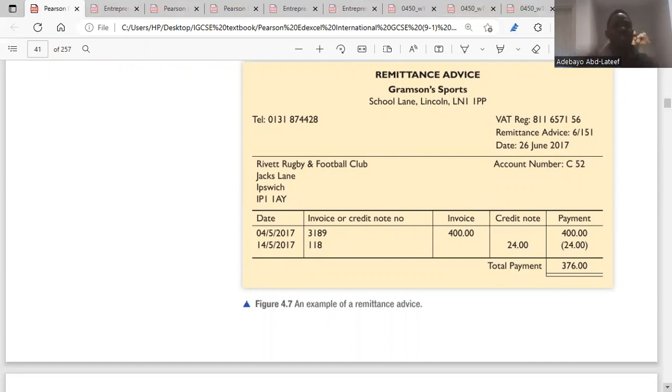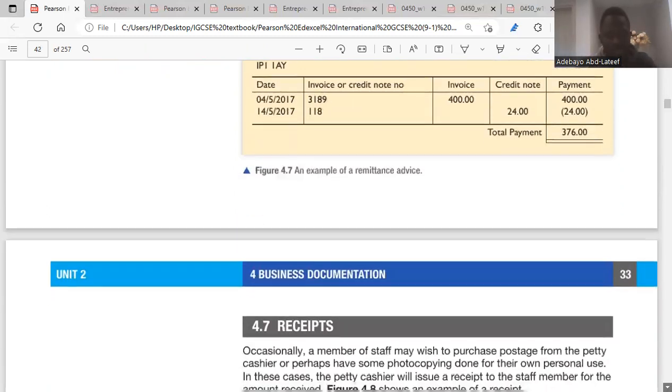So the difference between the statement of account and the remittance advice is that the statement of account will have your outstanding payment, but the remittance advice will have your total payment. You get the difference here? Is it clear, please?